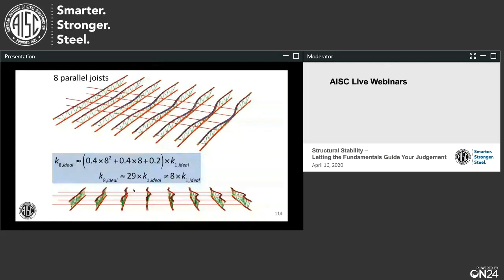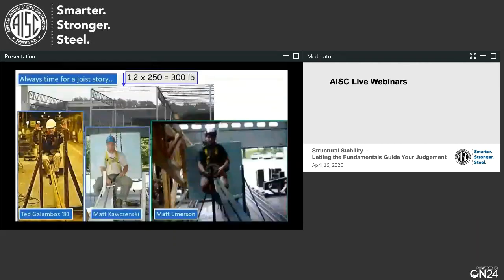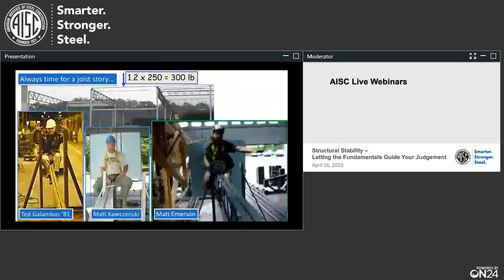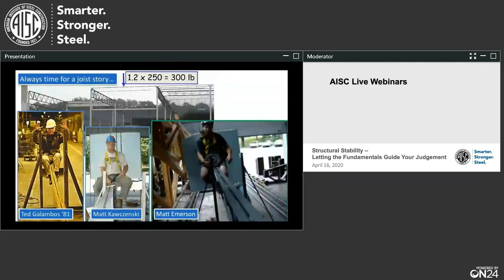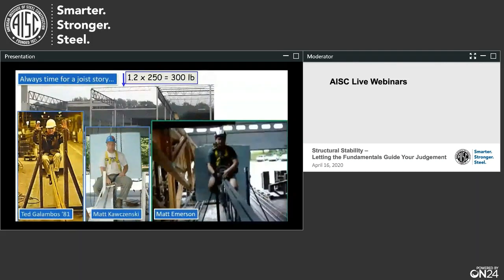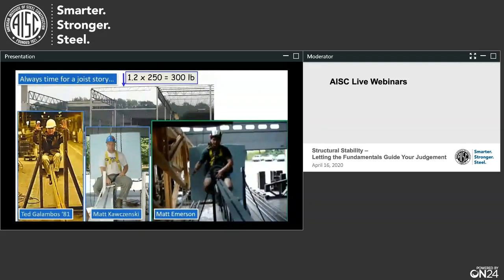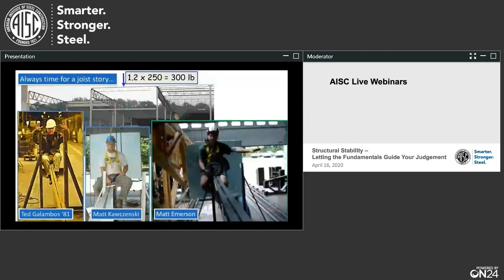Always fun to have a steel joist story in here for you. This is on the left, just to show you how slender these joists can be. There's Ted Galambos, Higgins Award winner in 81. Actually, Ted's not very large and fairly light, but he's buckling a joist. So without the bridging in place, or the deck in place, these joists are very flexible out of plane. And you can see one of our research students in the center buckling a joist, and over on the right, one of our research students, just showing you how unstable it can be.